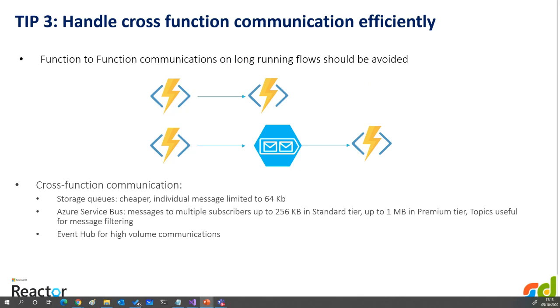Storage queues are cheaper, so it's the first option you can use. Storage queue has only one limit: individual messages are limited to 64 kilobytes. If you want more advanced cross-function communication, one of the best ways is to use the Azure Service Bus service, because it permits you to send larger messages to the queue and on to the other functions, and also to send messages to multiple subscribers.